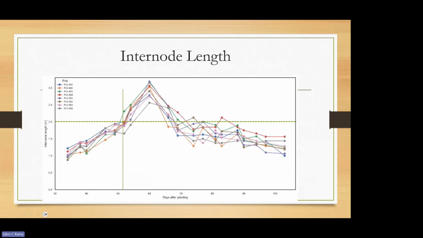And this is just actual data for the internode length. This dotted line is the threshold for when you would want to add PGR. About 52 days after planting is when it jumped over 2 inches. So you'd really want to apply before that to prevent it from ever reaching this level. These are all weekly data, so every week the data was collected.